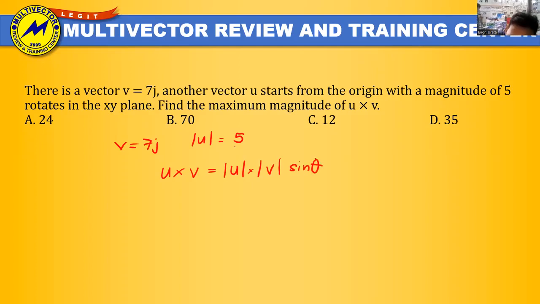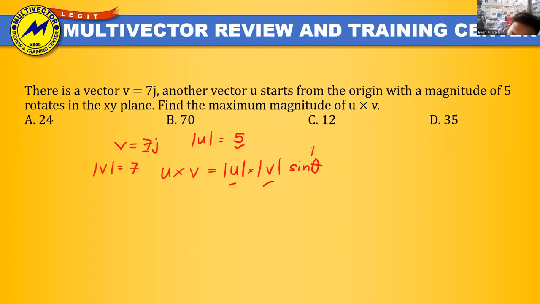Okay, sir, may magnitude na tayo ng u. Okay, sir, ano naman magnitude ng v natin? The magnitude of v is actually equal lang sa 7. Isa lang yung component ng vector v natin. Therefore, yun na yung magnitude. Okay, so pagka sinabing maximum, dito sa formula, u is constant o yung magnitude ng u is constant. V is also constant.